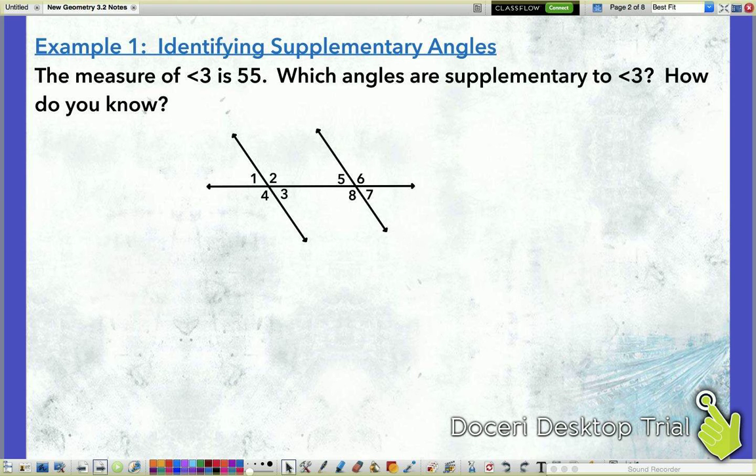So we're going to identify which angles are supplementary to 3 and how we know that. What I mean by how we know that is what theorem or postulate lets us know that that's the case. So you're going to need to refer back to that first sheet. So angle 3. Think about what angle is a consecutive interior angle with angle 3. That would be angle 8.